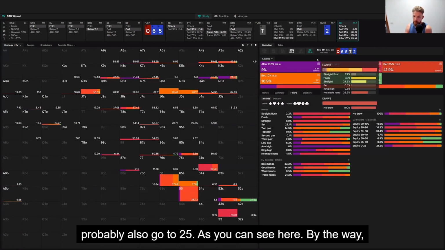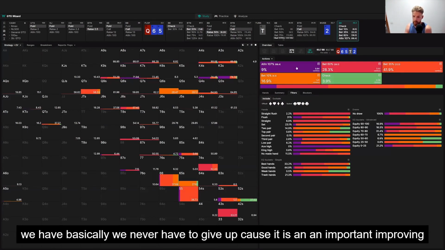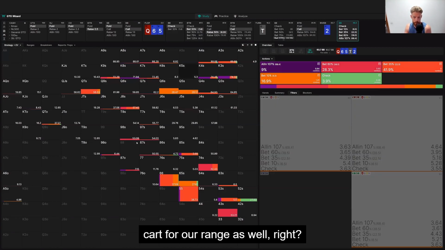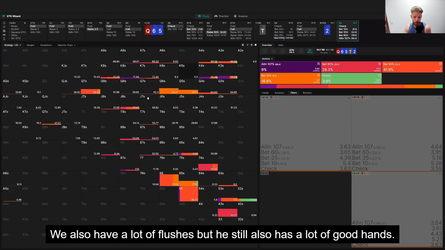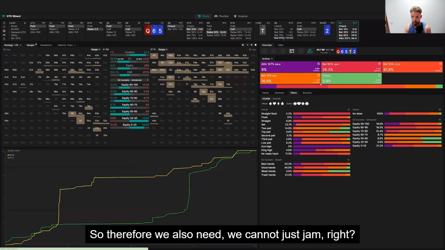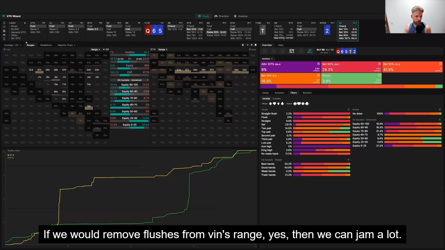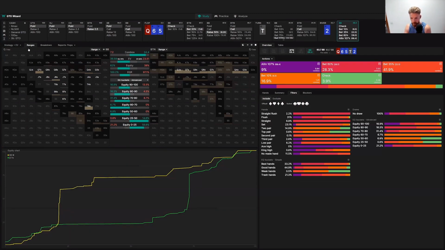As you can see here, by the way, we never have to give up, because it is an improving card for our range as well, right? We also have a lot of flush draws, but he still also has a lot of good hands. So therefore, we cannot just jam, right? If we would remove flush draws from Vinton's range, yes, then we can jam a lot. But that's not really the case.